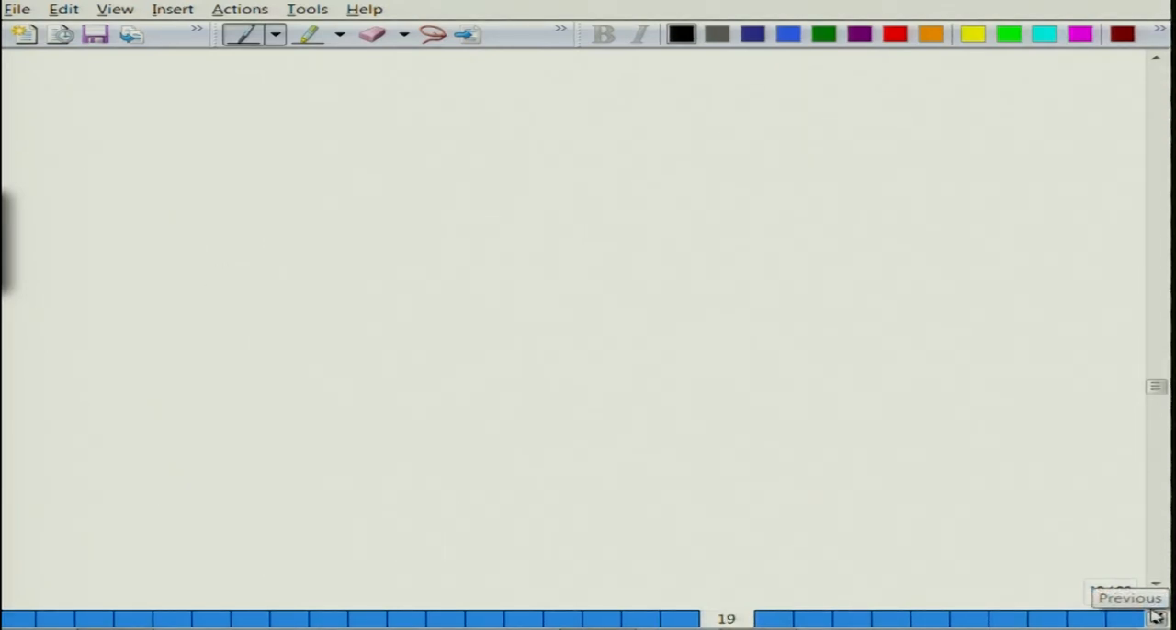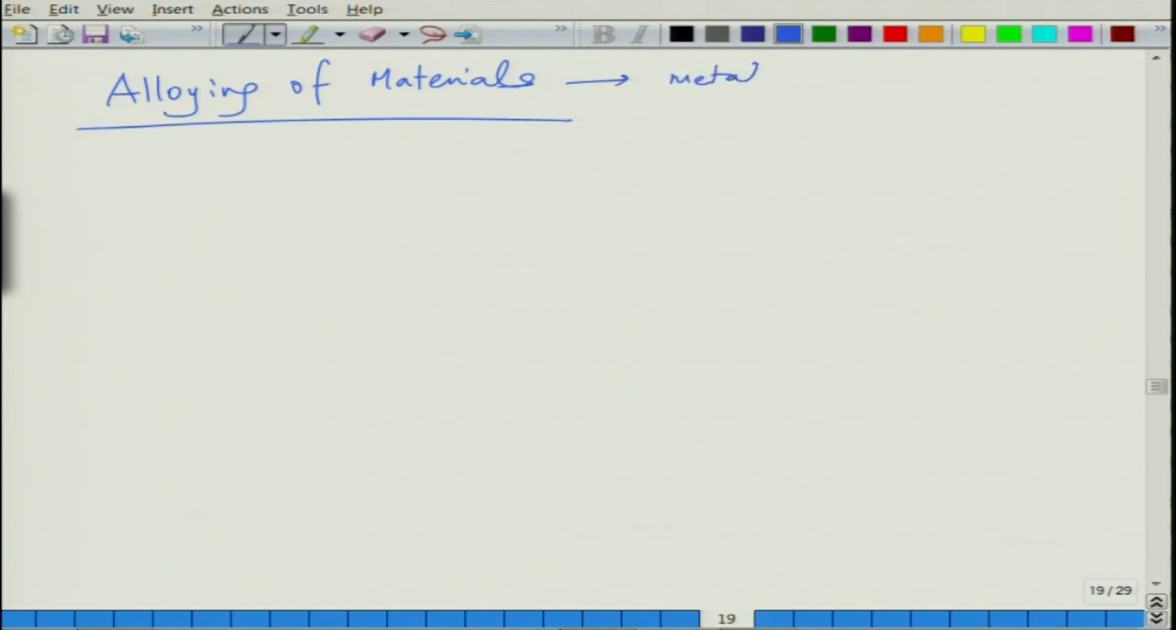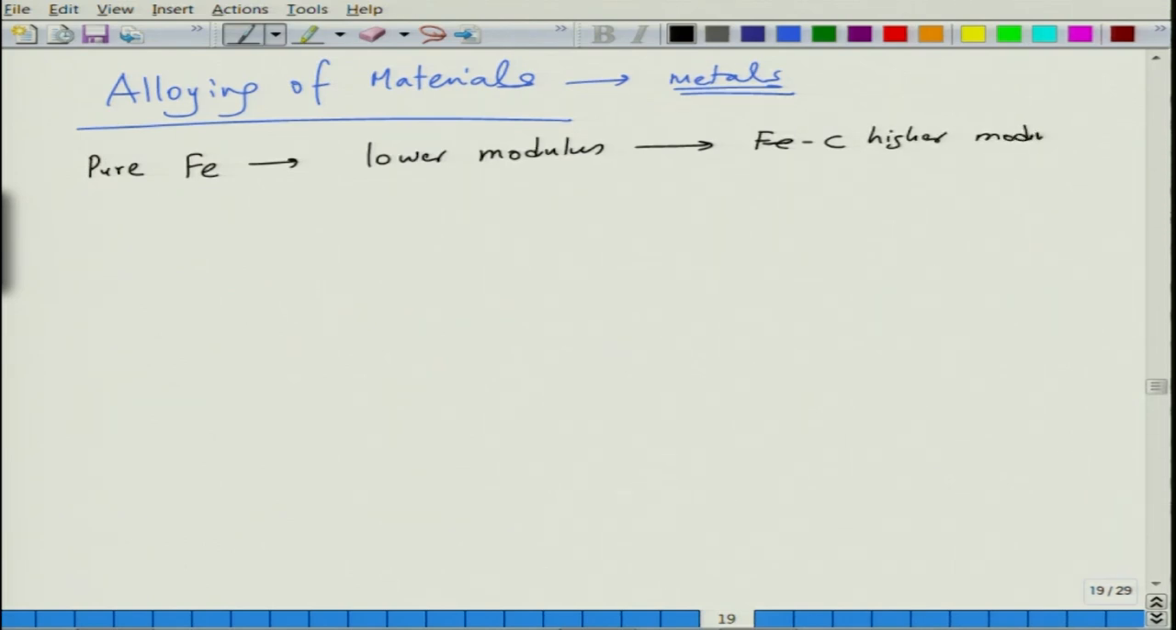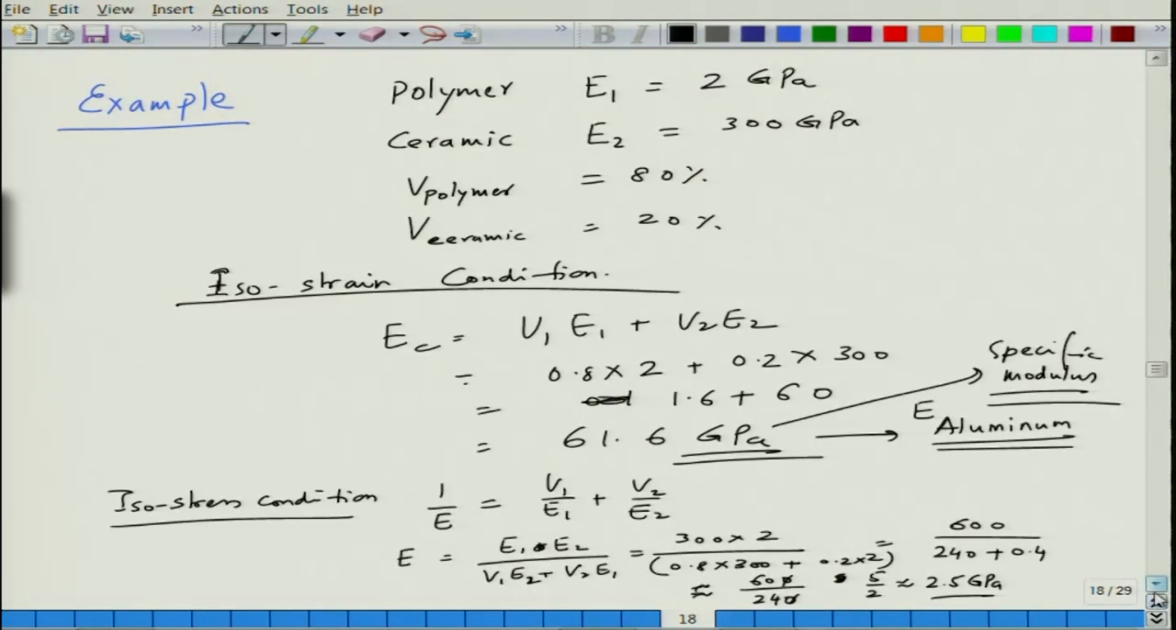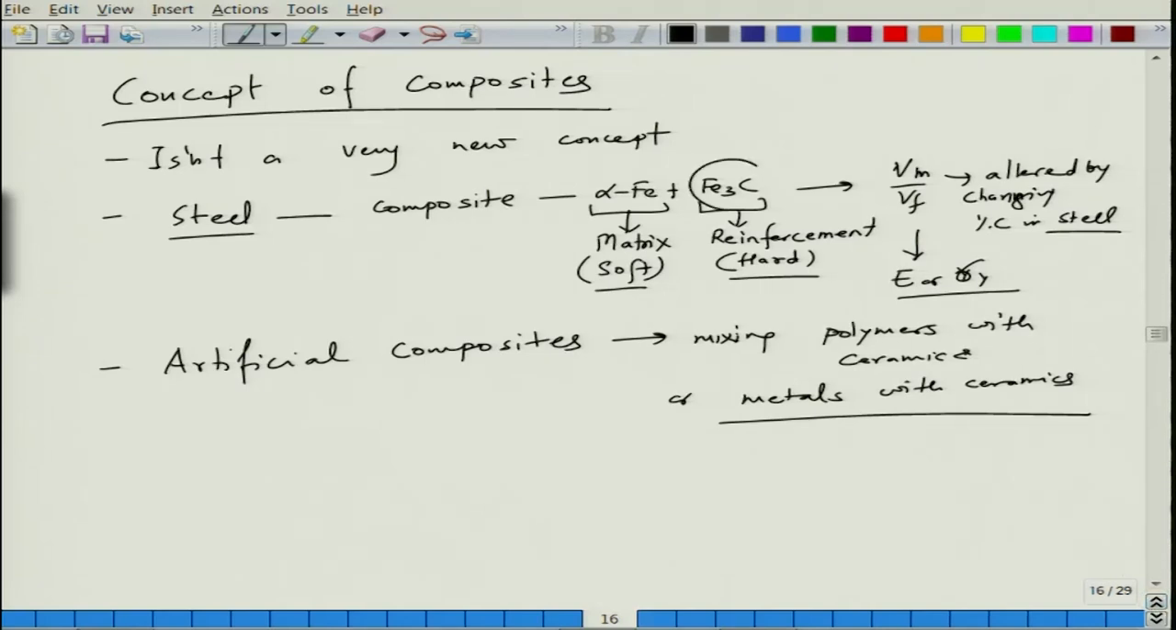The idea was to tell you that if you have these materials with contrasting properties, how can you mix and match things. There are other factors which also lead to change in the modulus. You can also change the modulus by alloying. And this is generally something which is done with metals and alloys, okay. The best example you can see is iron itself. So you have pure iron, which has lower modulus as compared to iron carbon, which has higher modulus. But this is mainly because of formation of a hard phase, which is the iron carbide phase, as I showed you here. So this is the iron carbide phase, which is harder.